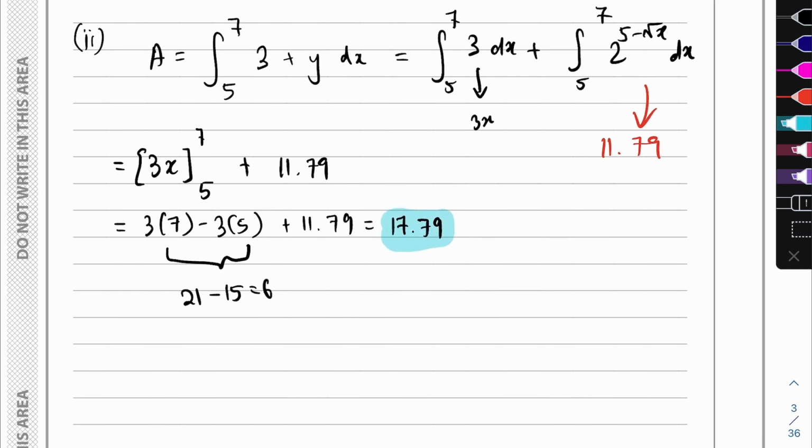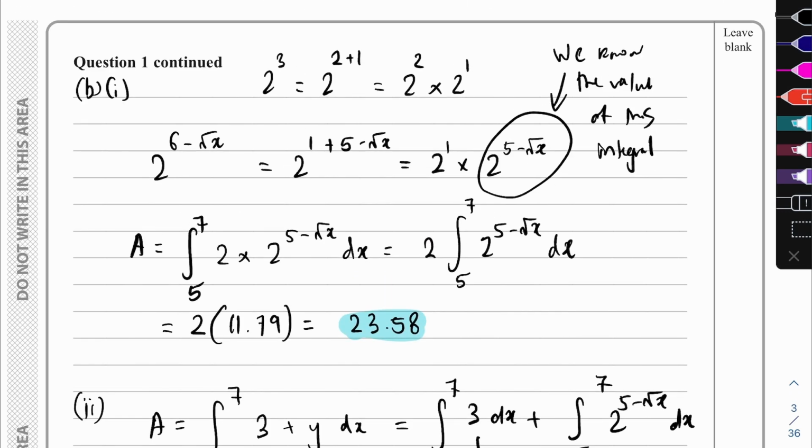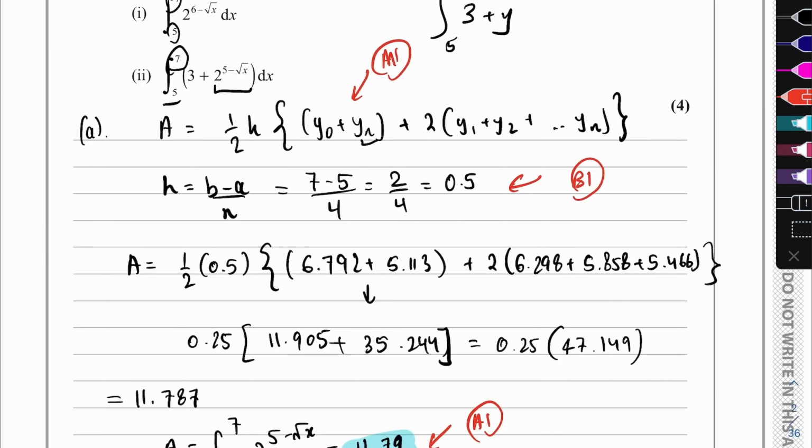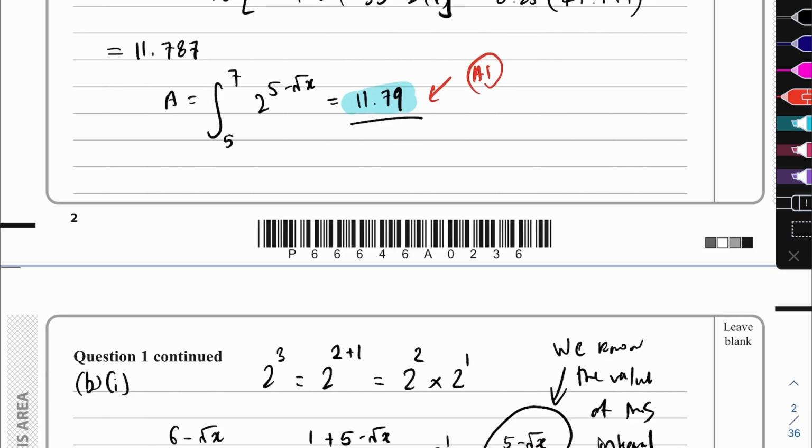So what are the marks for this question? We get 1 mark for getting to the answer, that's A1. And 1 mark for adding this integral value to 11.79. So that's our M1 mark. And for part I, same thing: A1 for getting the answer, and M1 for understanding that we need to take 2 out as a factor. So that's our 4 marks. And that is the end of this question. Let's go on to question number 2.